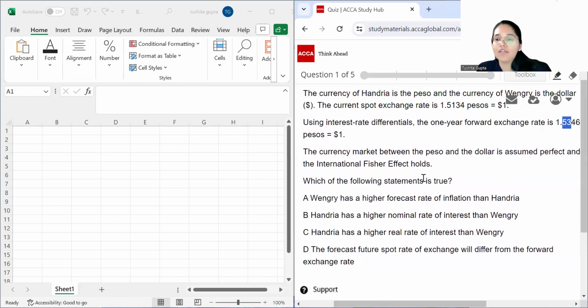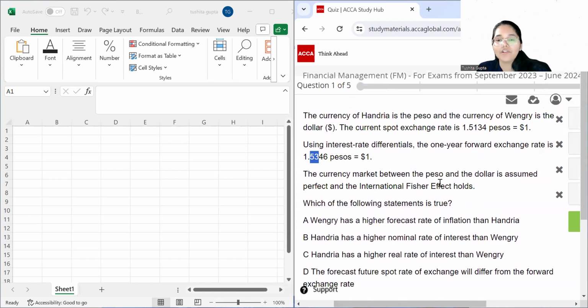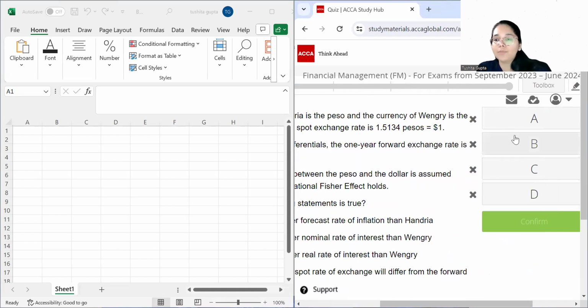Option A: Hungary has a higher forecast rate of inflation than Hungary. If you talk about Hungary, it has actually appreciated, so it cannot have a higher rate of inflation. That is why option A gets eliminated. Then option B says Hungary has a higher nominal rate of interest than Hungary. This is something which can hold true because it is this currency which has depreciated. When you talk about the nominal interest rate and the real interest rate, nominal accounts for inflation, whereas real is without inflation. So with inflation, you're going to have a higher rate. That is why nominal could be the answer.